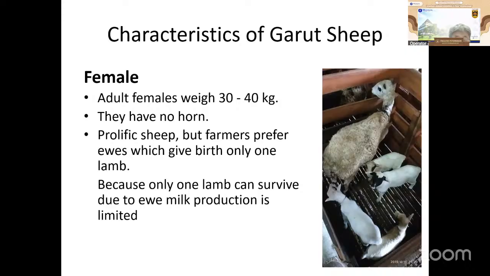Adult female sheep typically weigh between 30 to 40 kilograms and, unlike some other breeds, they don't possess horns. While the sheep are prolific breeders, farmers often prefer ewes that give birth to only one lamb, as the limited milk production of the ewe means only a single lamb is likely to survive.